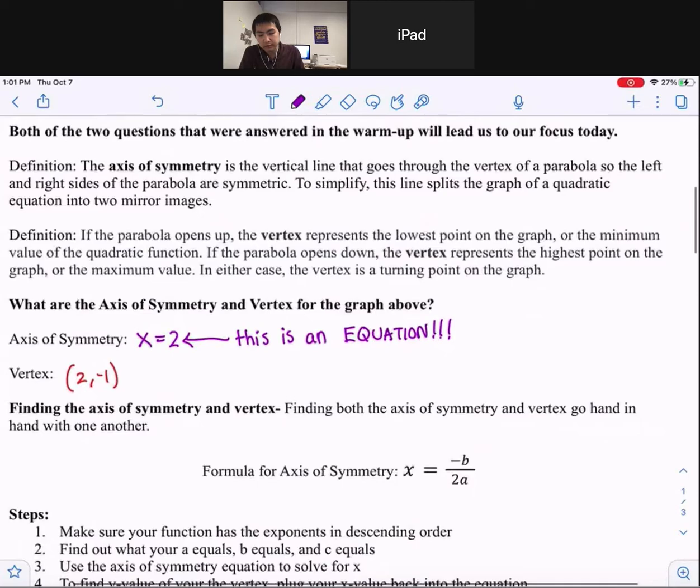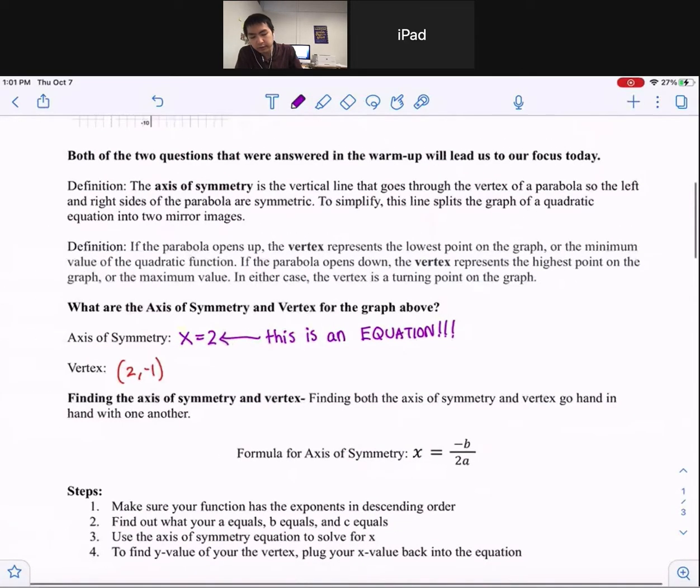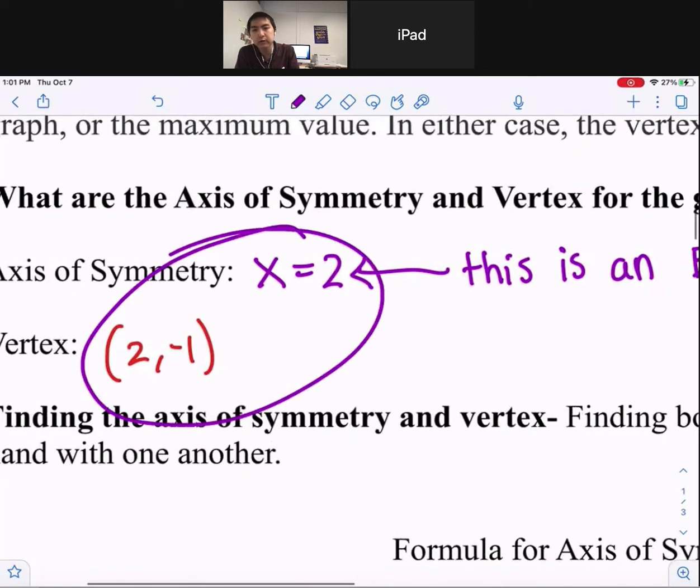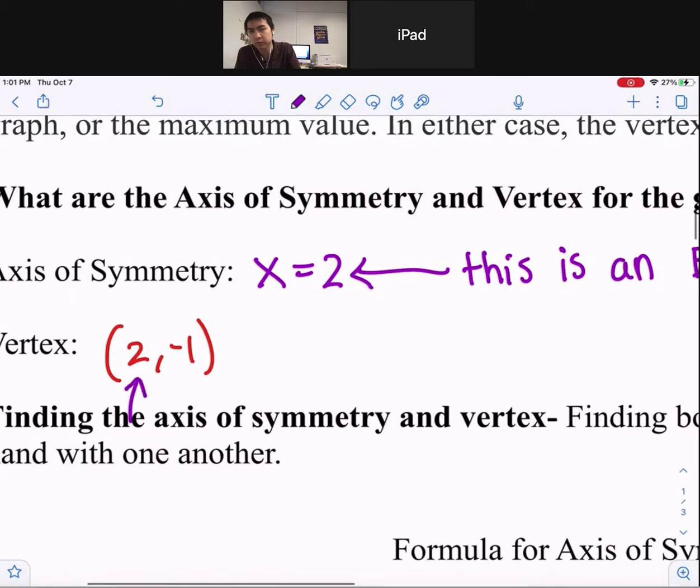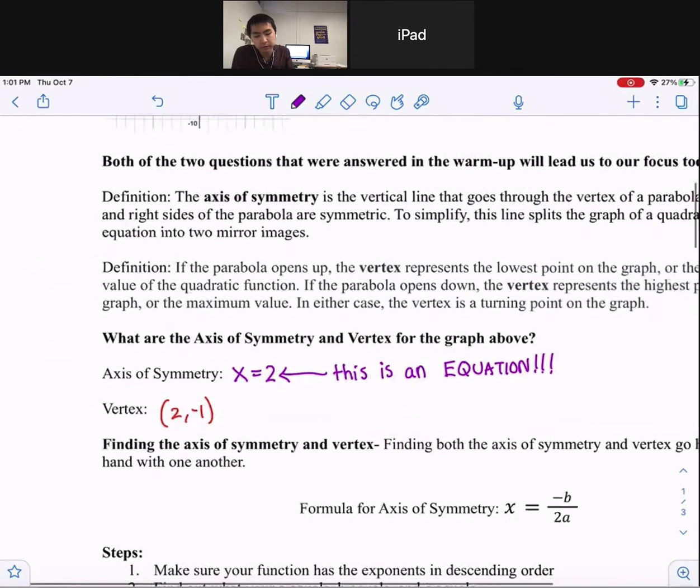Finding both the axis of symmetry and vertex go hand in hand with one another. So if you guys take a look at this, do you guys notice that the axis of symmetry is just the x coordinate of the vertex, right? And do you guys realize if you find your axis of symmetry, then that's still the x coordinate of the vertex, right? So if you know your axis of symmetry or your vertex, you should know information about each other, right? So let me give you guys an example.